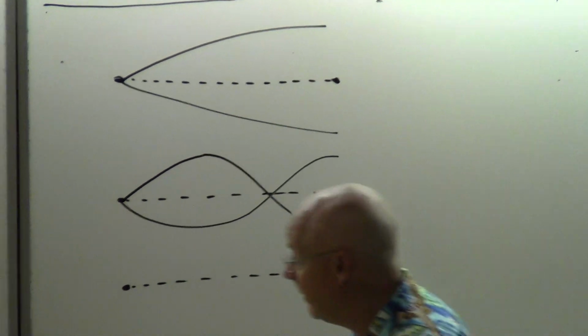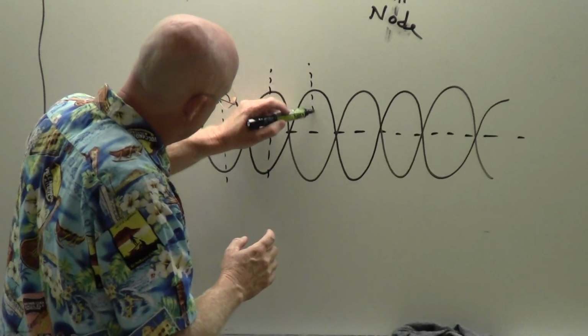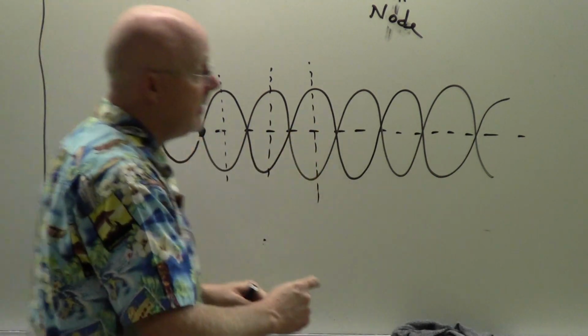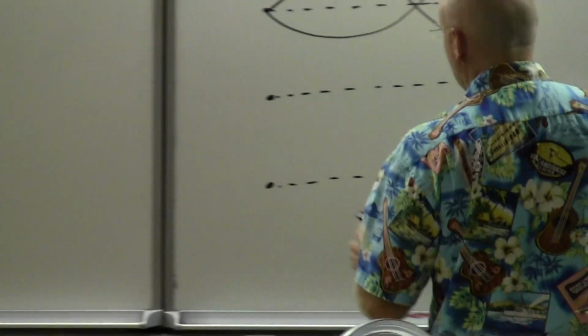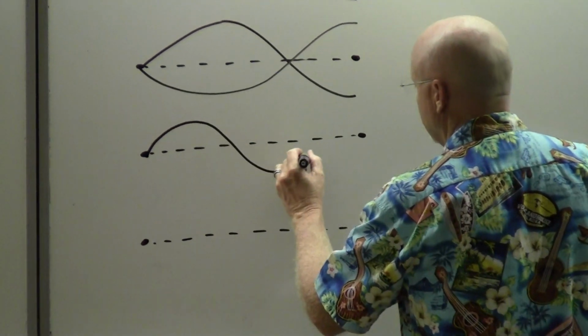Let's draw the third one. Okay, so the third one here might look something like this. Where's the next antinode here? Okay, so I need to draw from here all the way to here. Okay, so another pattern that is possible would be something like that.